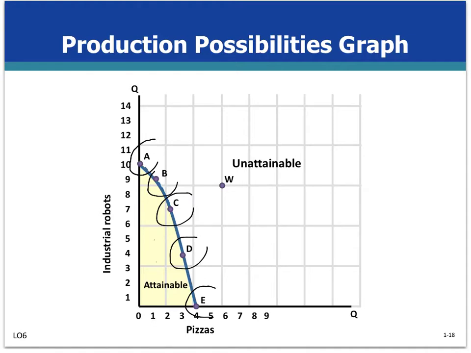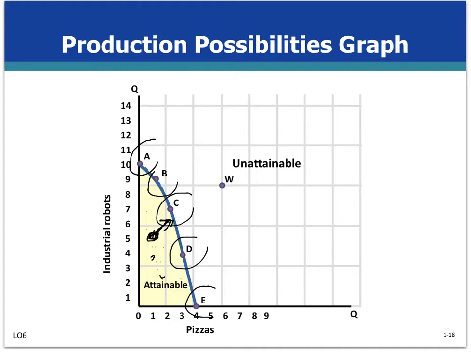Points lying inside the curve are also attainable. Anything like here is also attainable, but you are not fully employing your resources. So at any point inside the curve, you have idle resources that you are not using, which is not optimal because we want to use all resources to get the maximum output we can produce. Okay. So if you are at a point inside the curve, you are able to increase both goods. You see, both goods are increasing in that direction with using more resources.